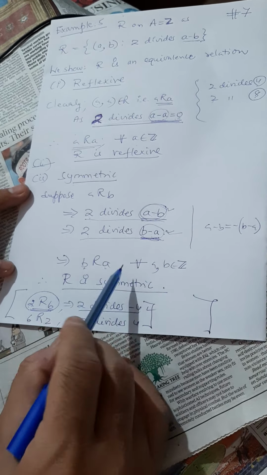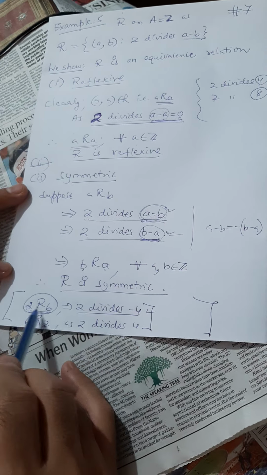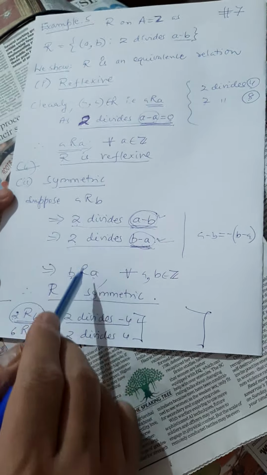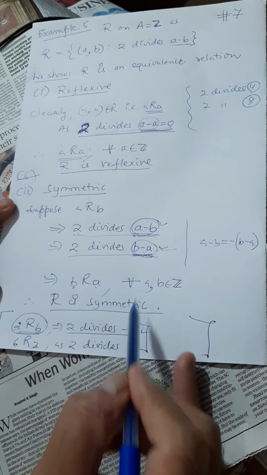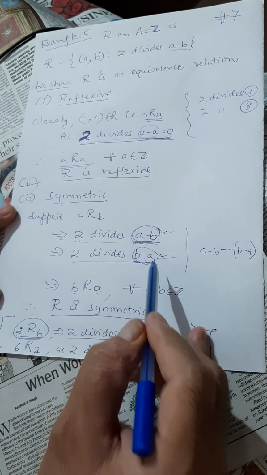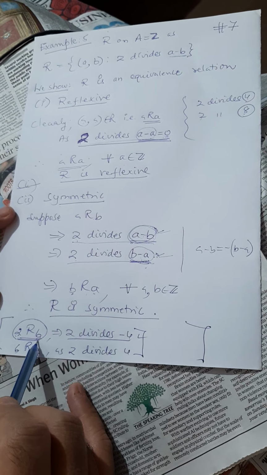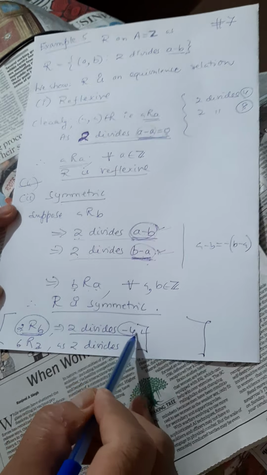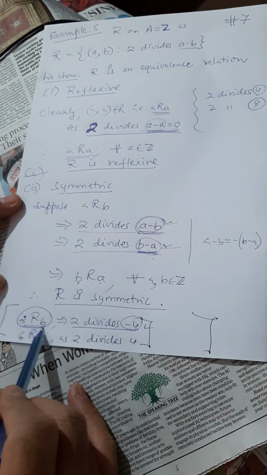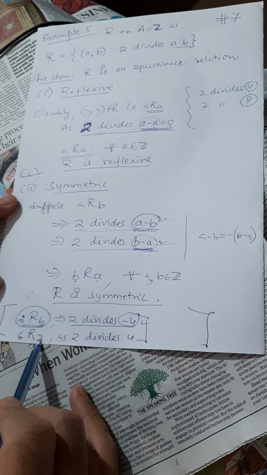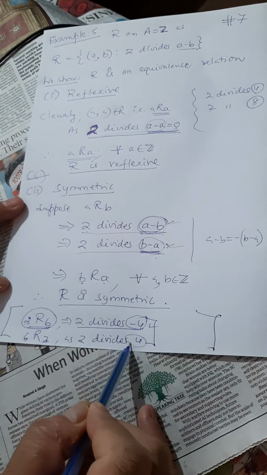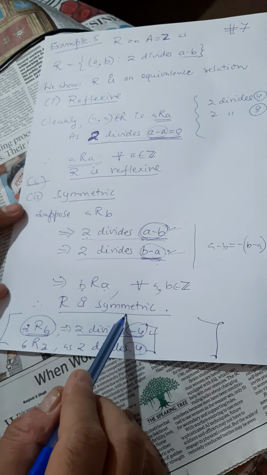So that's what I've tried to explain here. If 2 is related to 6, then 6 must be related to 2 from this. So here you just use the opposite concept. If this is 20, then this is minus 20. Like here, 2 is related to 6, because 2 divides 2 minus 6, which is minus 4. If this is true, then 6 is also related to 2. Why? Because here 2 divides 6 minus 2, which is 4. And therefore the symmetric property always holds.